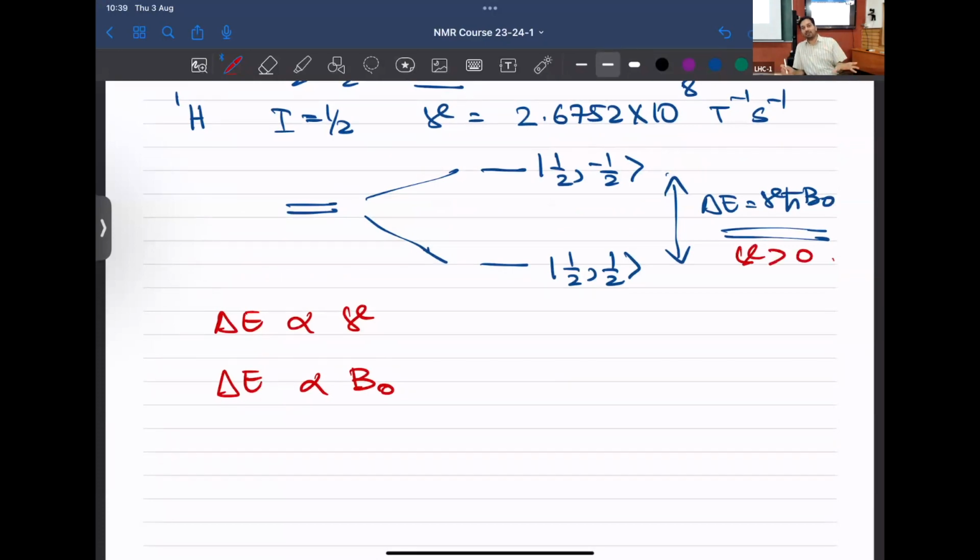If gamma is less than 0, the only change that happens is that the minus half state becomes the ground state and plus half becomes the excited state. The energy difference would still be gamma h cross B naught, which is what we call the Larmor precession frequency, omega naught. But I'm not going to define it yet because it will come up with a minus omega naught and it will confuse you for the time being. Textbooks are also quite confusing on whether it's 500 megahertz or minus 500 megahertz, but let's not go there right now.